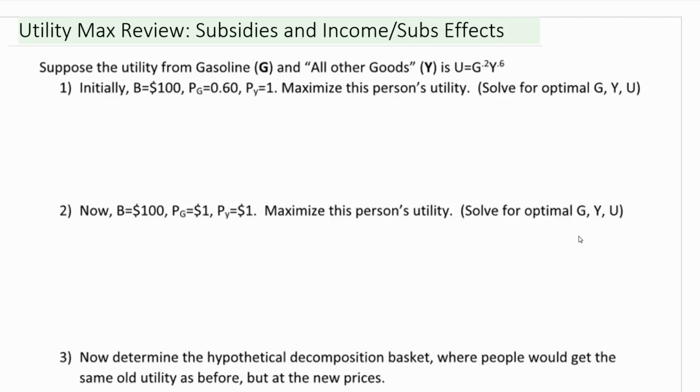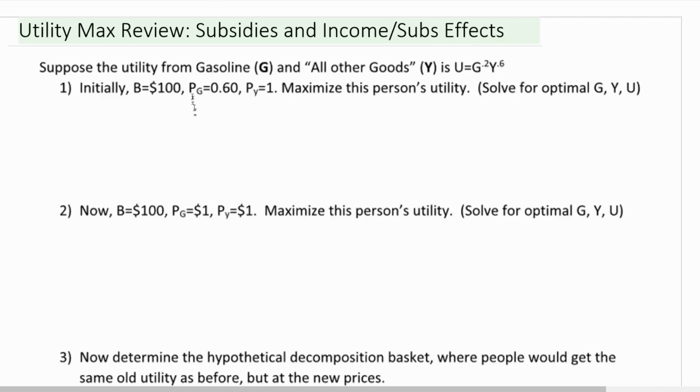So what we're going to do in this problem is a standard analysis of maximizing utility. We're going to see a change in a price, maximize utility again. Then we're going to do the hypothetical decomposition basket here, and break apart the substitution and income effects. We're talking about two goods, gasoline and Y. Let's think about Y as being all other goods that you might spend your money on. So our utility function here is U equals gas to the 0.2 times all other goods raised to the 0.6 power.